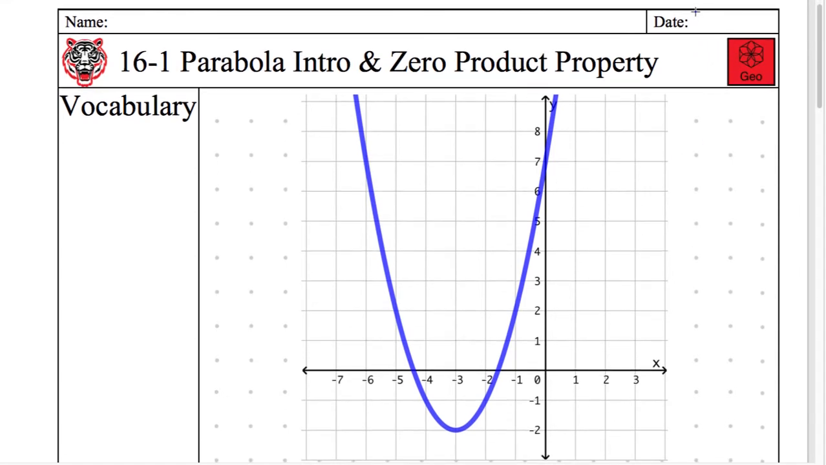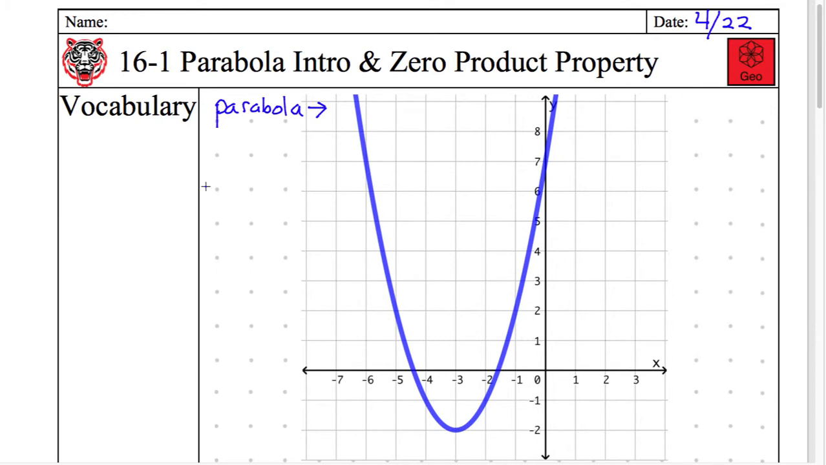Today's date is Monday, April 22nd, 2019. Make sure you have your name and date on the notes. Here is a graph of a quadratic. This shape is called a parabola. Write it down. It is a parabola. Parabola.